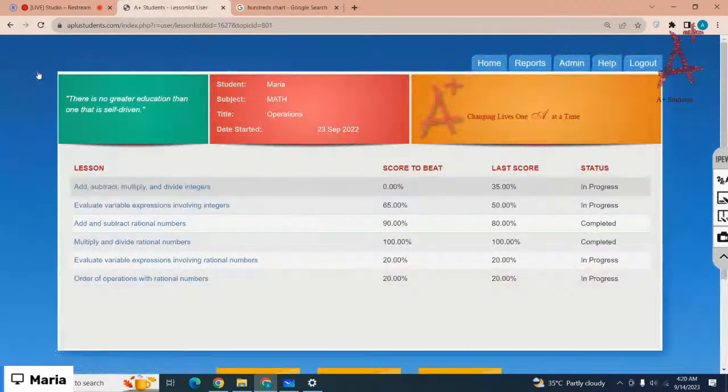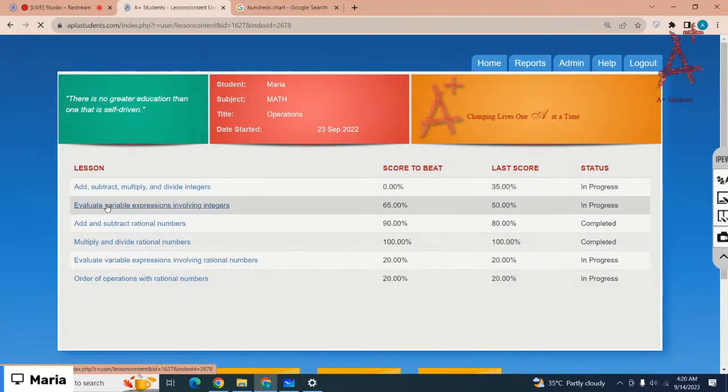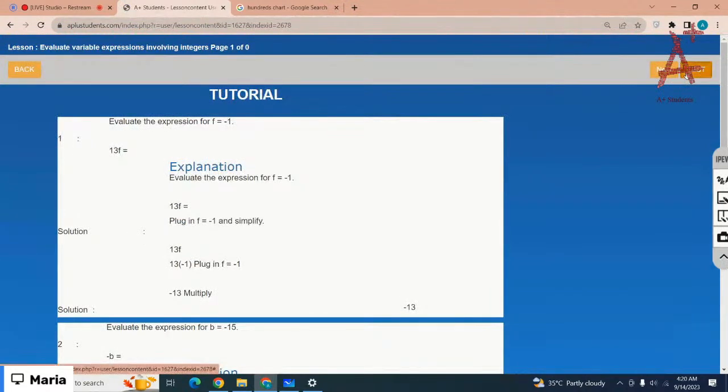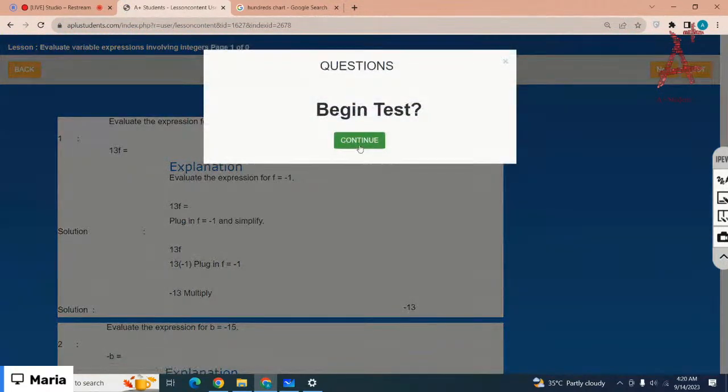The next lesson is evaluate variable expressions involving integers. So here we're going to evaluate variable expressions, and the variable expressions involve integers. So basically you have to apply the rules for the addition operation and then the rules for the integer operations here, right? So let's just start with the examples. Let's start with the test questions.